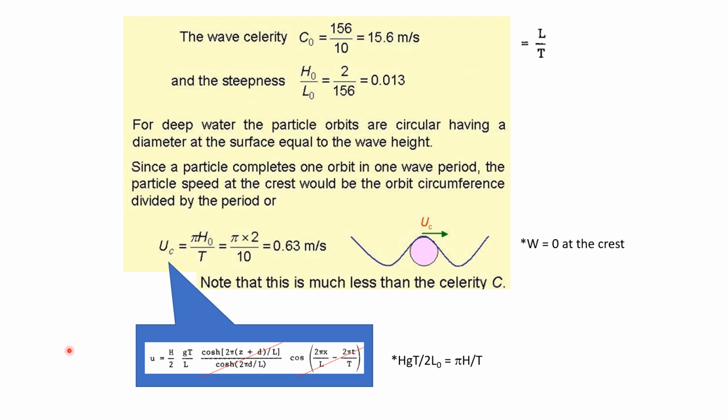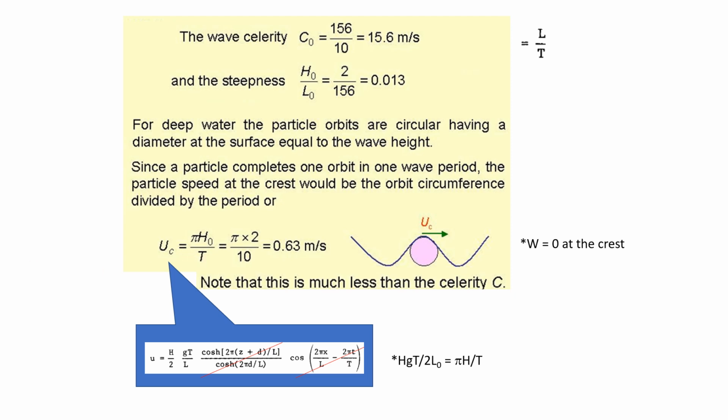Now the right hand side looks like this. Since it is the deep water term, that means L must equal L0, and we know that L0 equals gT squared over 2 pi from the previous slide, so we can simplify that to pi H over T. That's where we solve and obtain the water particle velocity at the crest equals 0.63 meter per second.